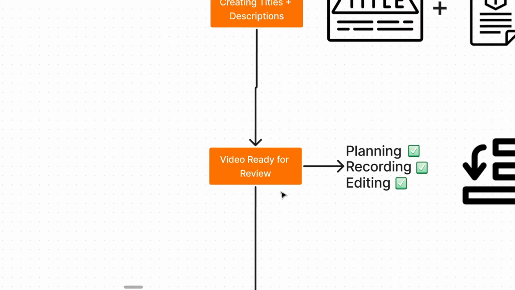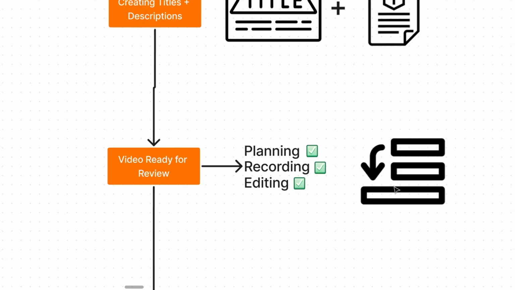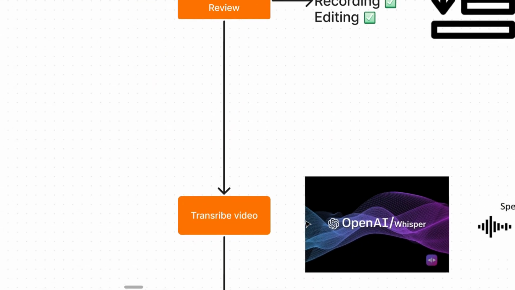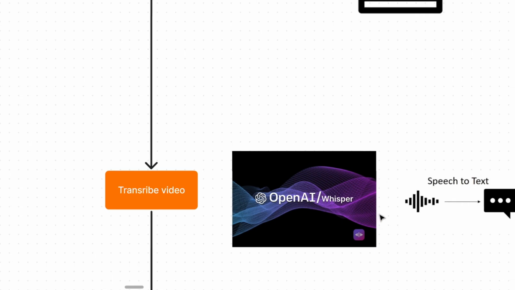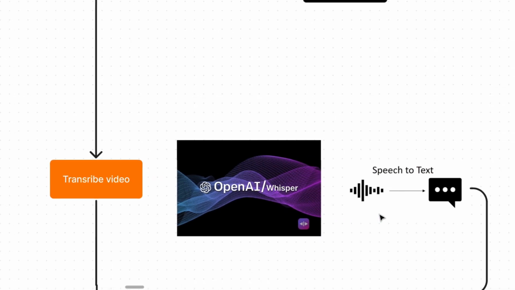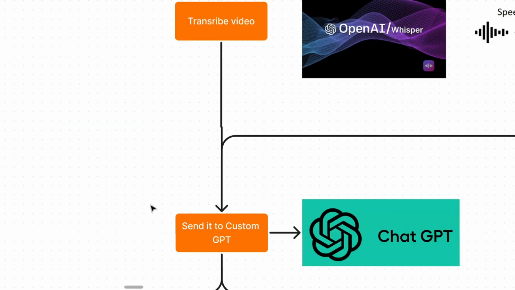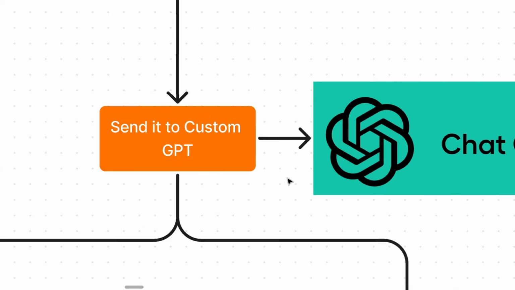So all it does is when the video is ready for review, which basically means it's planned, it's recorded, and it's edited. This is literally the last step of the whole thing. We transcribe the video using OpenAI Whisper, which basically means we turn it from speech to text. Now, I've used Whisper before, and honestly, it wasn't that good before, but after the update, it has improved quite significantly. And when we do that text, we send it over to our custom GPT again, who knows how to write description titles for us.